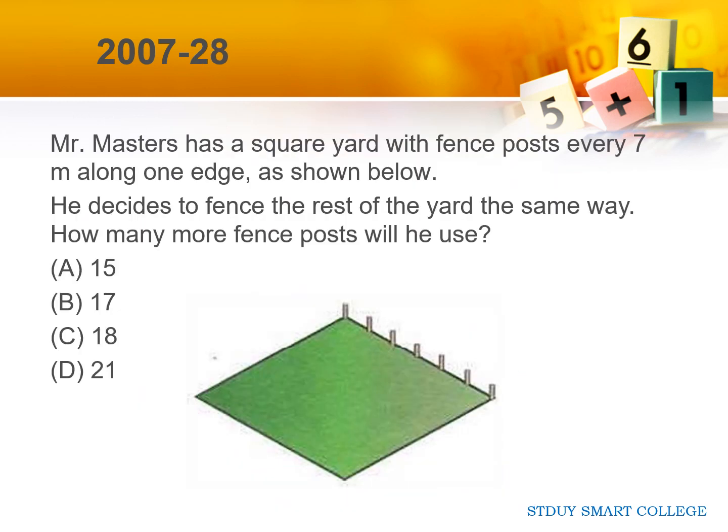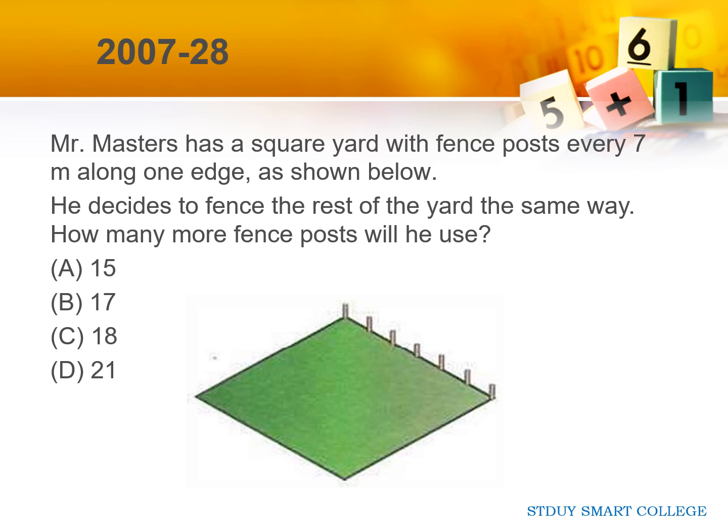Mr. Masters has a yard 2 with fence posts every 7 meters along one edge, as shown below. He decides to fence the rest of the yard the same way. How many more fence posts will he use? The yard 2 has 4 edges. Mr. Masters has fenced 1 edge. There are 3 edges left.